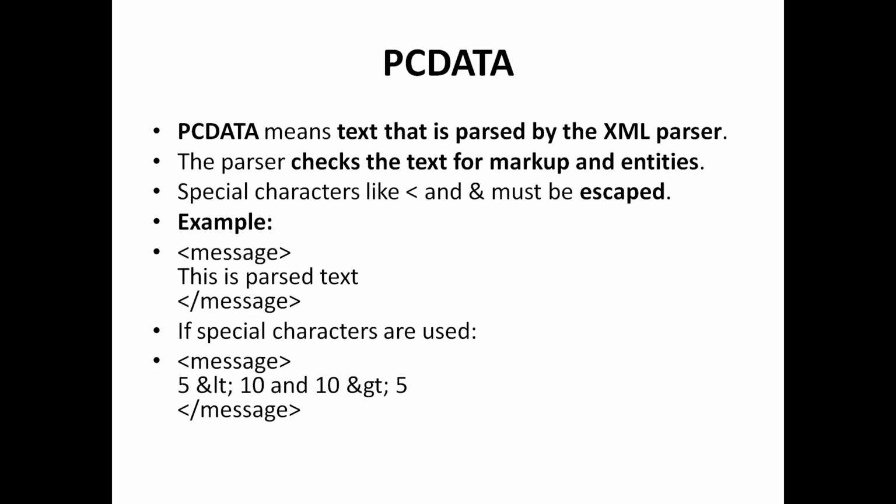Here in parsed character data, the text is parsed by the XML parser, so special characters like less than and greater than are indicated like this: ampersand LT for less than and GT for greater than. So here even special characters make sense in parsed character data, but in CDATA everything inside is considered plain text.